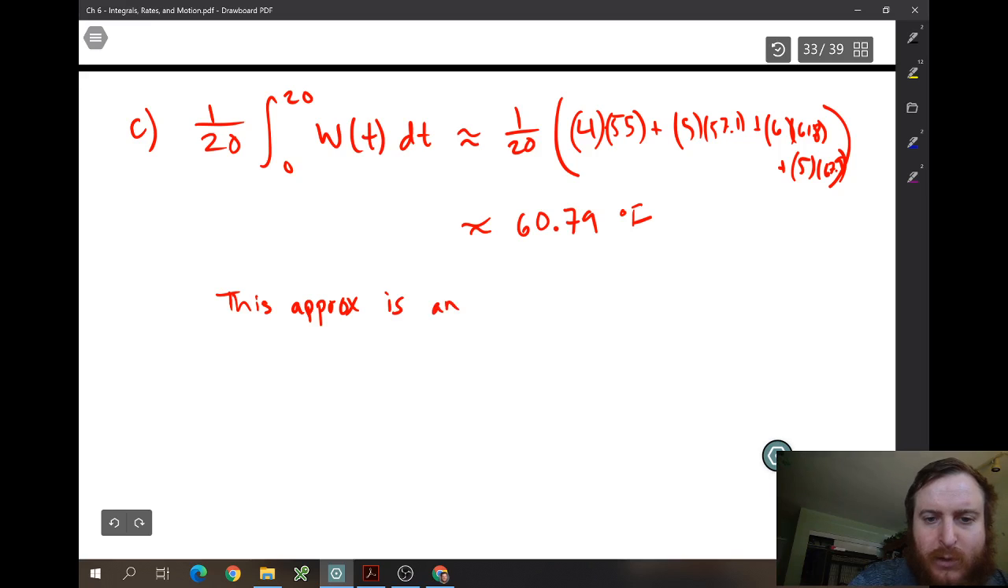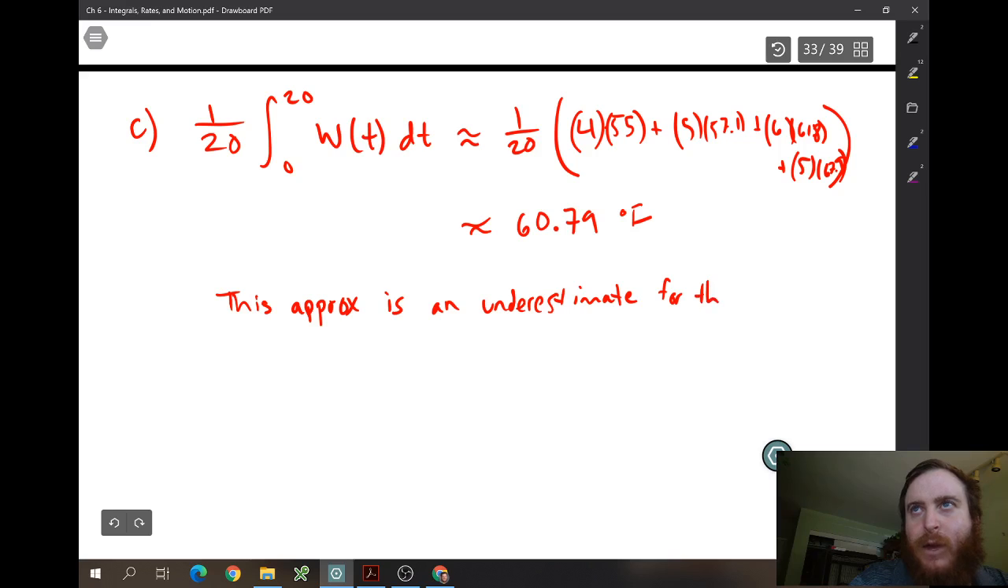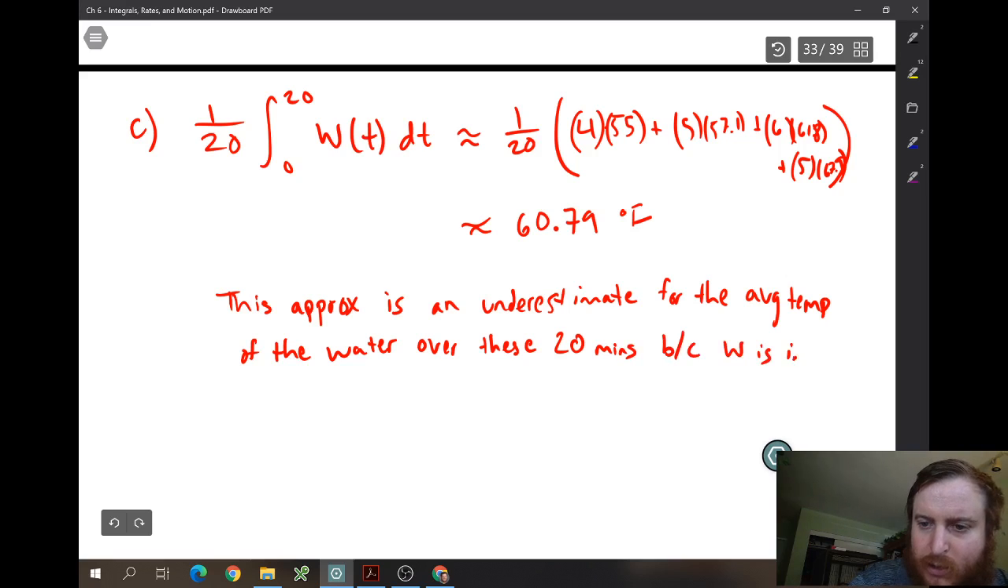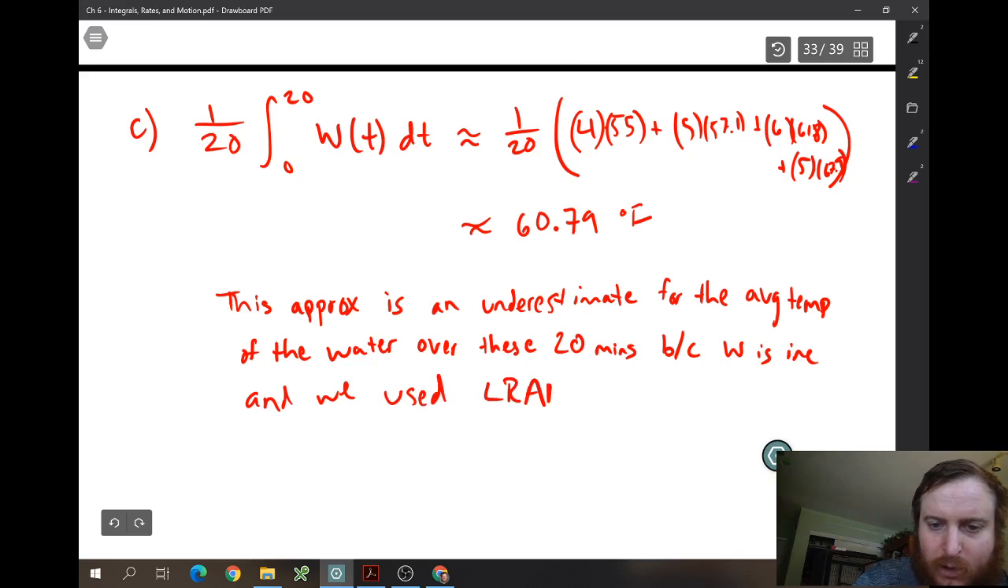So what we'll say is that this approximation is an underestimate for the average value, or for the average temperature of the water. I'm just trying to copy what they said in the question, over these 20 minutes. And then we need the because. We can just say because W is increasing, and we used LRAM, left Riemann sum. If you want to write it out, you can, but I'm just going to put LRAM.